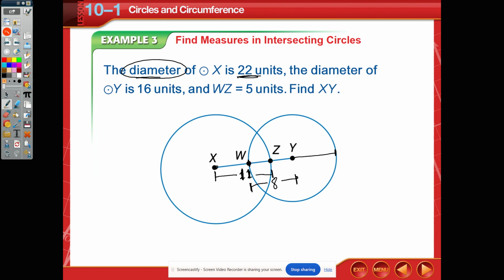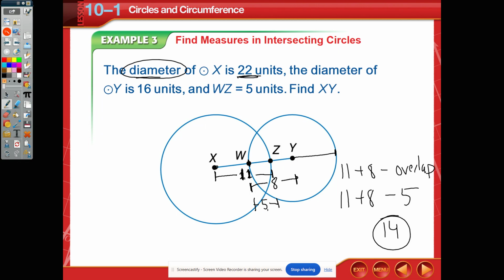In WZ, the overlapping section is 5. So that's 5. Find XY. So we're going to find the whole length of that segment. Well, the length of the segment is both of the radii added together, so 11 plus 8 minus the overlap, which is 11 plus 8 minus 5. And so what do we get there? We get 19 minus 5 is 14. So my answer would be 14. Final answer.